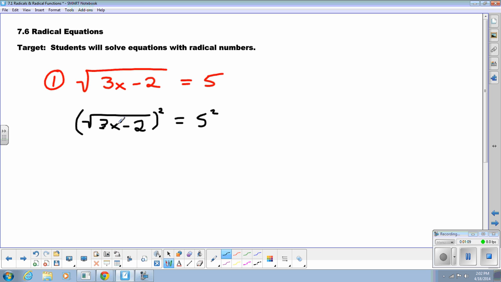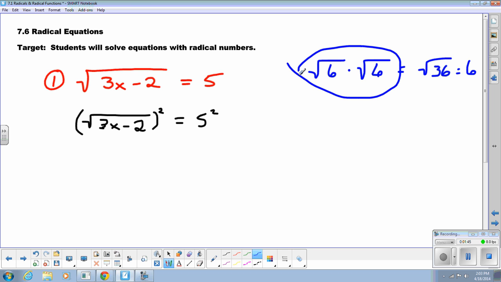Now, how do we know that this works? How do we know that this is going to take care of the radical? Let me go off to the side for a second and show you something. If I have the square root of 6 times the square root of 6, that is the square root of 6 times 6, which is 36, and the square root of 36 equals 6. Notice I have this 6, which is inside the radical sign in my original problem. So how do we apply this over here with what I've written?